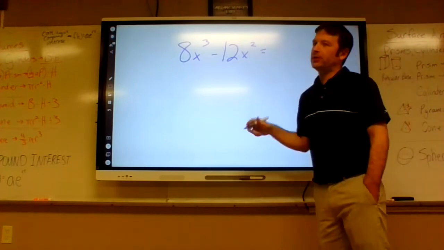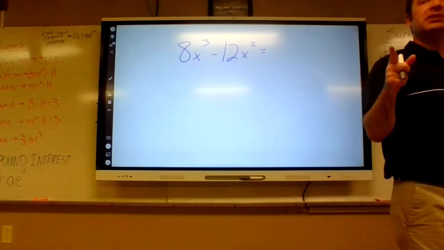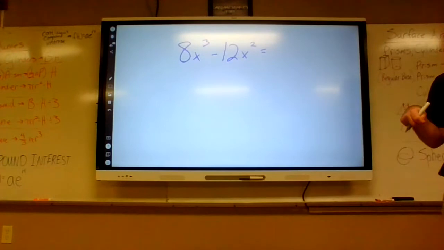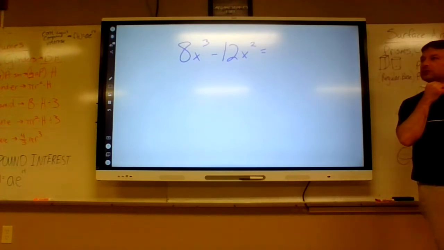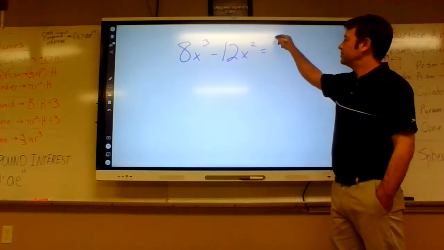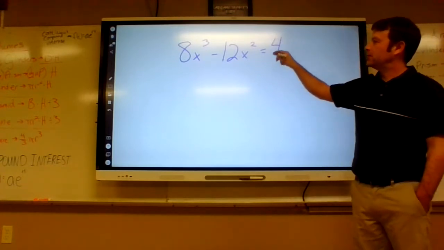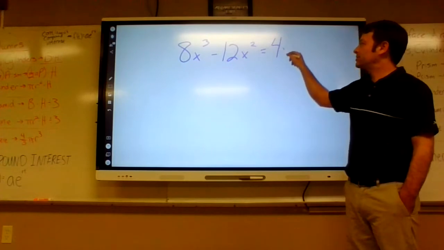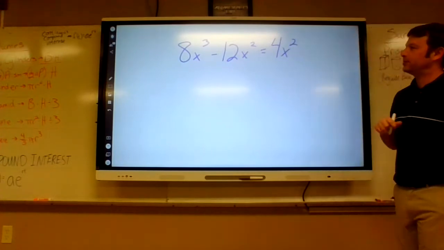Okay, the first way that we learned, a long time ago, was called take stuff out. You guys remember that? What can we take out of both of those? 4x. They both have 4x squared. They both have at least an x squared in it.